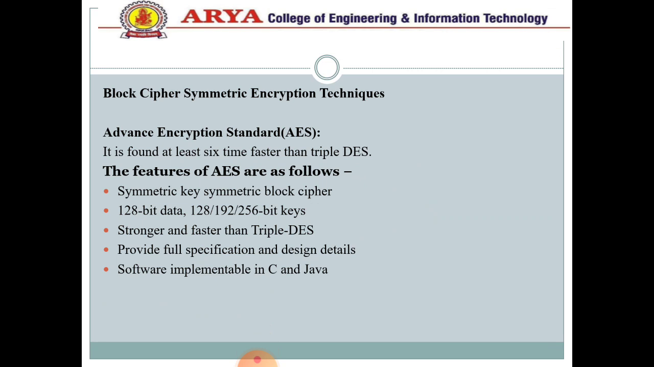The Advanced Encryption Standard is found to be 6 times faster than triple DES. The features of AES are: it is a symmetric key and symmetric block cipher technique. In this, the plain text has a size of 128 bits, and in this method we can have a key of either 128 bits, 192 bits or 256 bits. So AES is stronger and faster than triple DES.